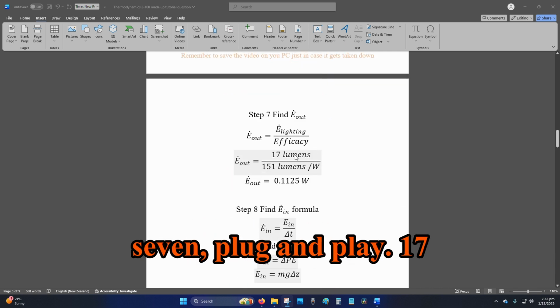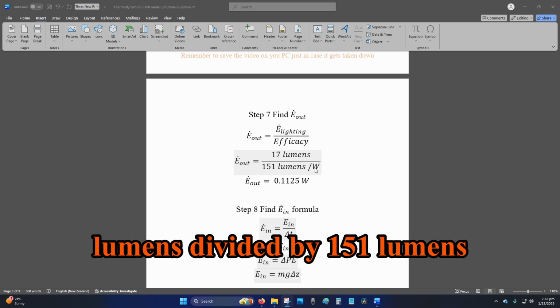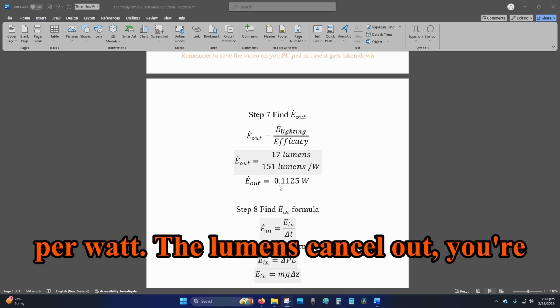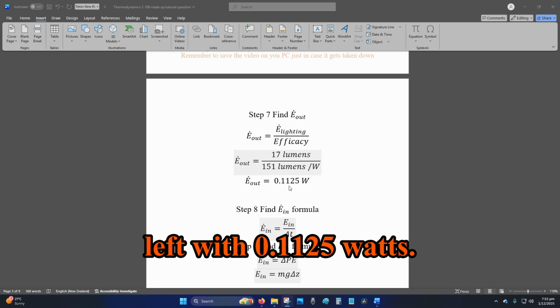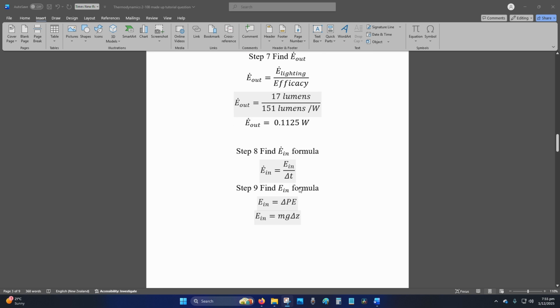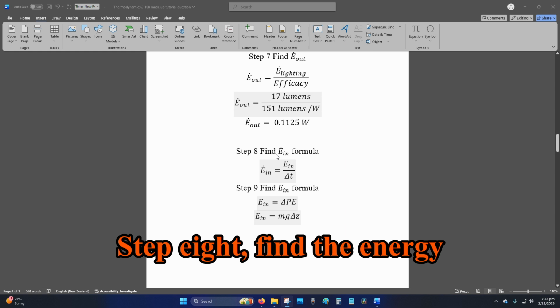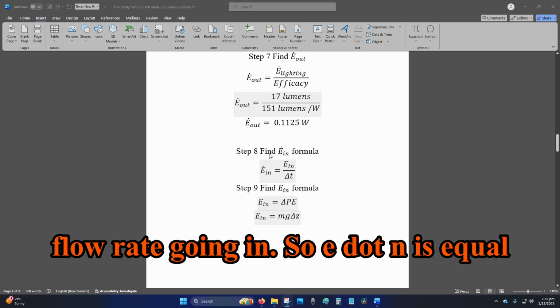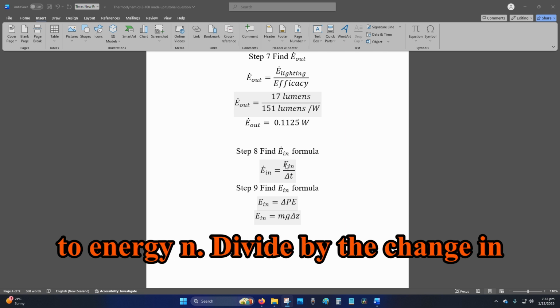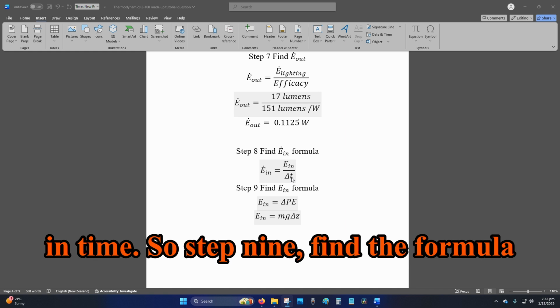Step 7, plug and play. 17 lumens divided by 151 lumens per watt. The lumens cancel out, you're left with 0.1125 watts. Step 8, find the energy flow rate going in. So E dot in is equal to energy in divided by the change in time. We got the change in time.